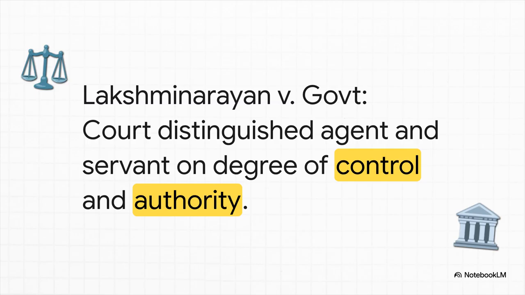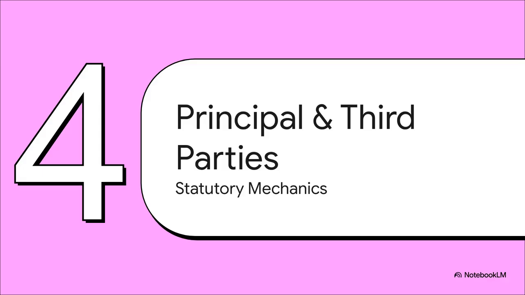Second, the ratio decidendi, or the court's reasoning. The Supreme Court held that the fundamental difference lies in the degree of control and authority. A master tells a servant what to do and exactly how to do it. A principal tells an agent what to do, but the agent retains discretion on how to actually execute it. Third, the relevance. This brilliantly illustrates the control test. You must cite this case whenever you're asked to differentiate between an agent and a servant based on independence and supervision.